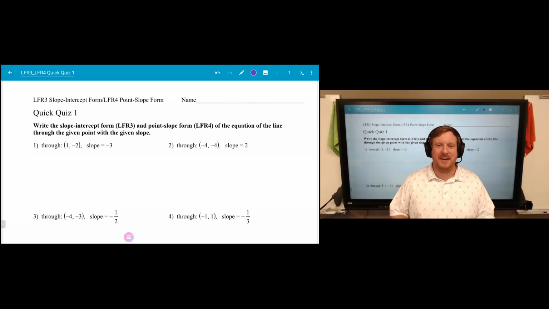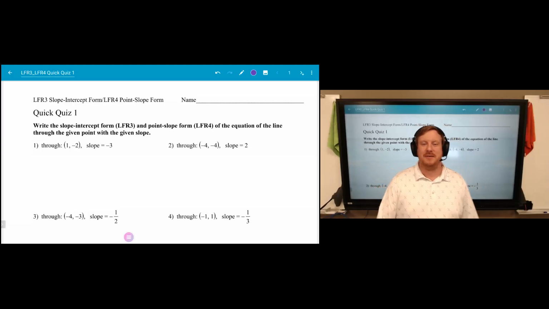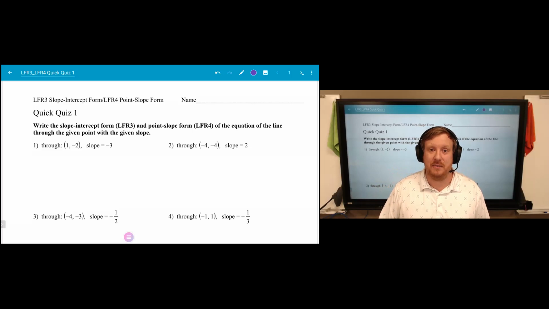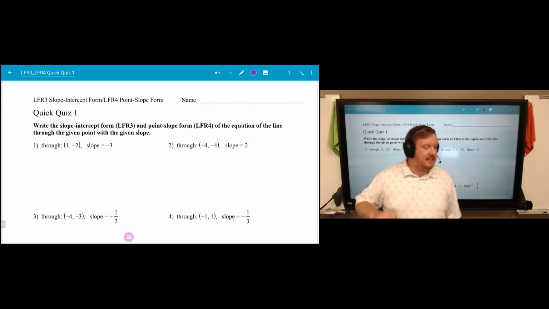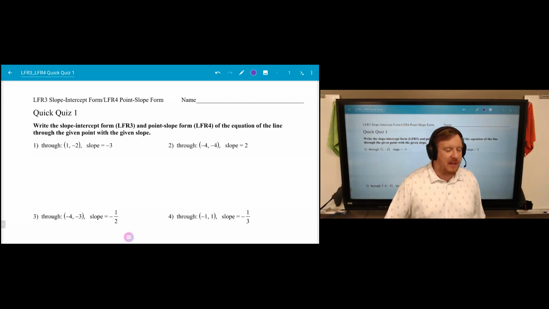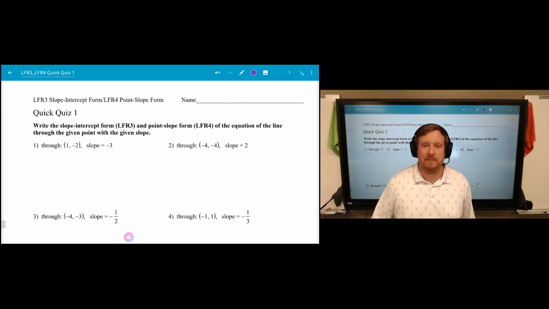Hello, Algebra 2. I wanted to give a quick update on how some kind of cool stuff works on LFR3 slope-intercept form and LFR4 point-slope form. This is the quick quiz one. I'm going to do numbers 1 and 5 to give you an idea of how this might work out pretty well for you. This says, write the slope-intercept form and point-slope form of the equation of the line through the given point with a given slope. That is the directions for 1 through 4.